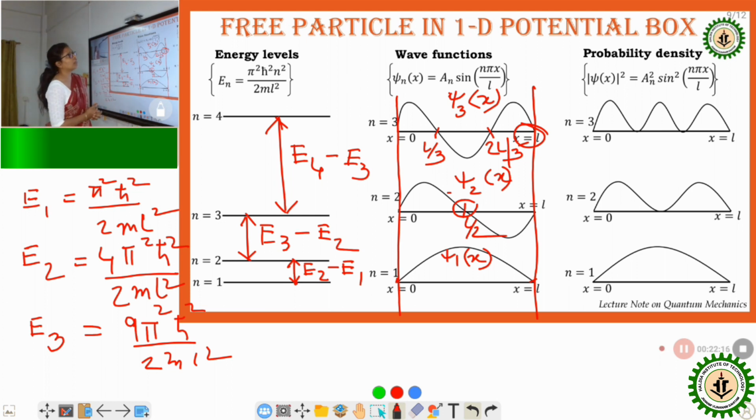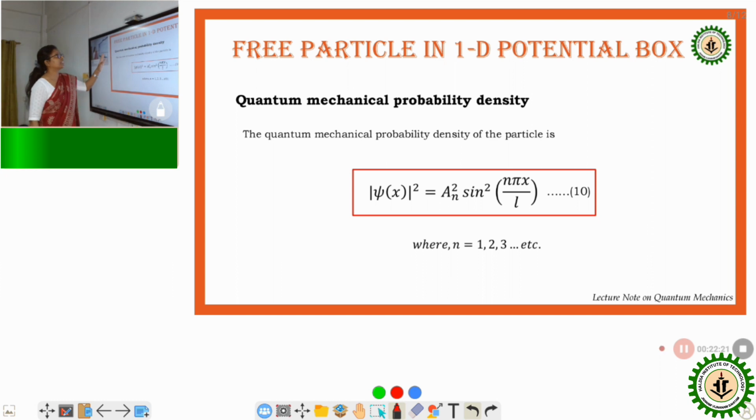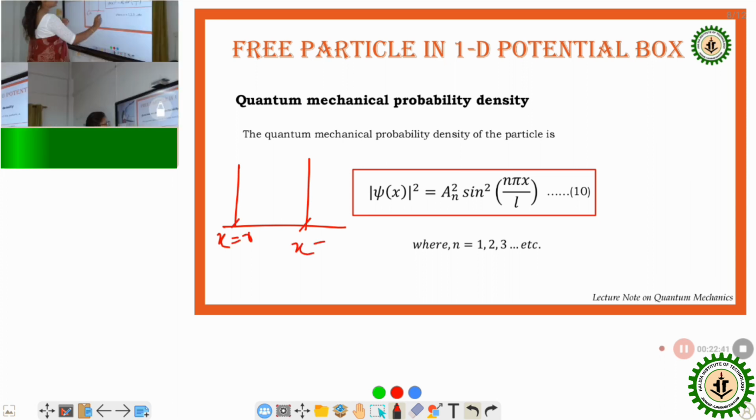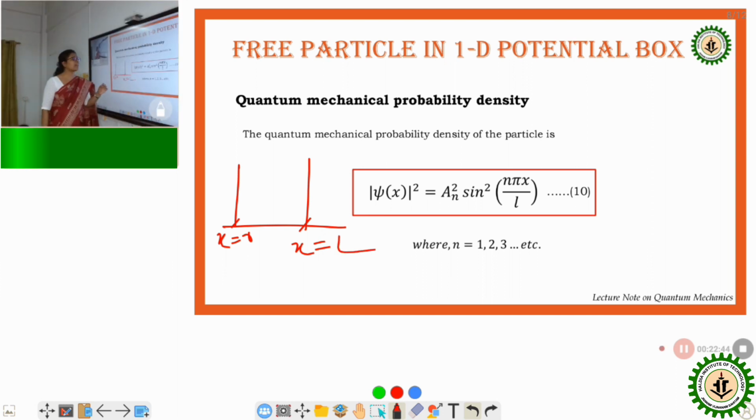Now the probability density part, the quantum mechanical probability density. Probability density means the probability to find the particle within the box. Suppose this is the well in our case: here x equals 0 and at that point x equals L. We are trying to find the particle inside the box. What is the probability to find the particle inside the box, between x equals 0 and x equals L?